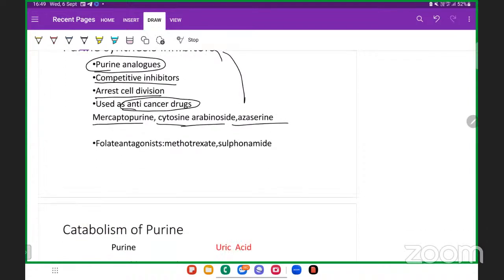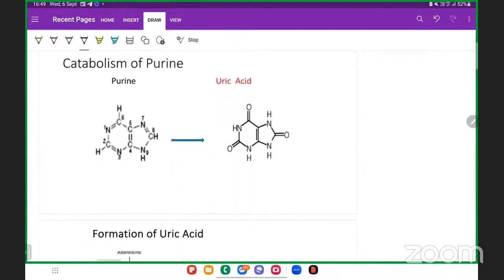Then once you have your purines, you need to catabolize them, isn't it? You need to degrade them and send them out, and this sending out is called the catabolism of purine. Because of improper catabolism, you will get certain diseases in your body. That is the only purpose of reading this catabolism of purine.